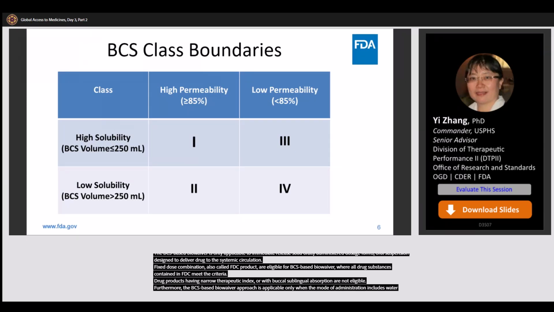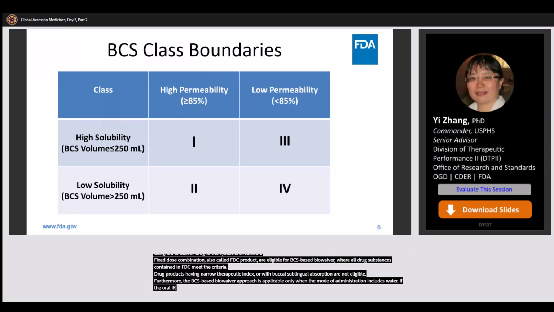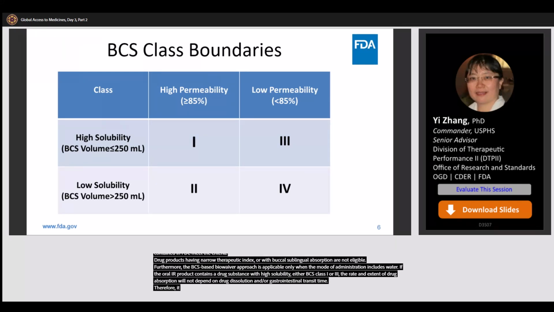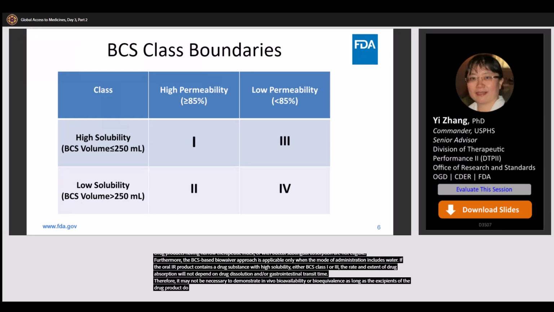If the oral IR product contains a drug substance with high solubility, either BCS class 1 or 3, the rate and extent of drug absorption will not depend on drug dissolution and/or gastrointestinal transit time. Therefore, it may not be necessary to demonstrate in vivo bioavailability or bioequivalence as long as the excipients of the drug product do not significantly affect the absorption of the active pharmaceutical ingredients.